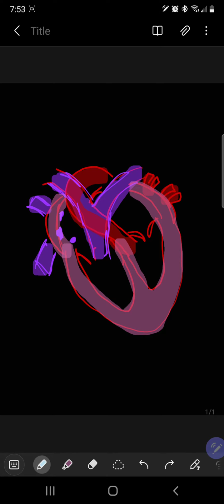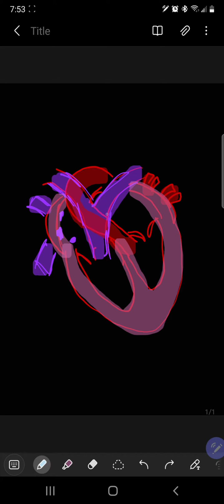Now let's start with the various valves that we see in the heart. So between the right atrium and the right ventricle, you have the tricuspid valve. Between the right ventricle and the pulmonary artery, you have the pulmonic valve, and that's super easy to remember because it goes to the pulmonary system.